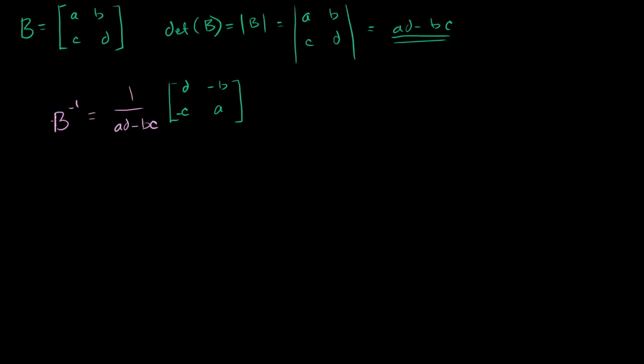This was the inverse of B. And we said, well, when is this defined? This is defined as long as this character right here does not equal 0. So we said, hey, this looks pretty important. Let's call this thing right there the determinant.